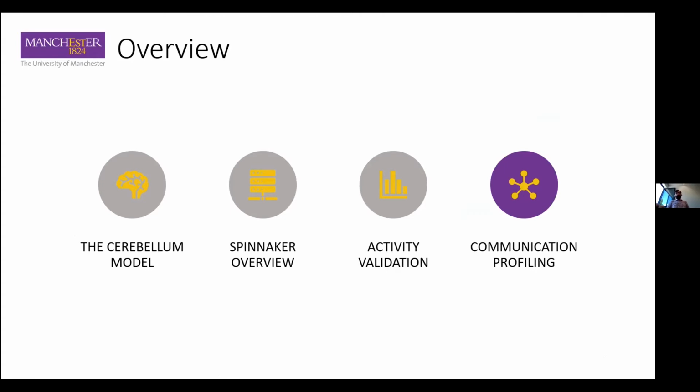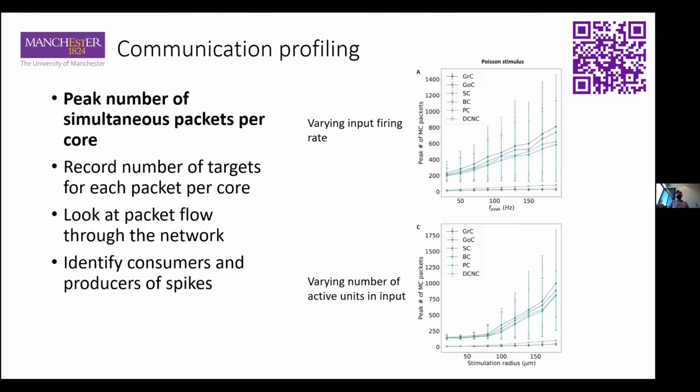After activity validation, which was at the single cell level and then at the large scale level of the entire network, we also needed to look at how the activity propagates through the network, because this is important on SpiNNaker. What we looked at was essentially how many packets, so spikes, would arrive at each core in the worst case time step for a wide range of activity patterns put at the input of this model.